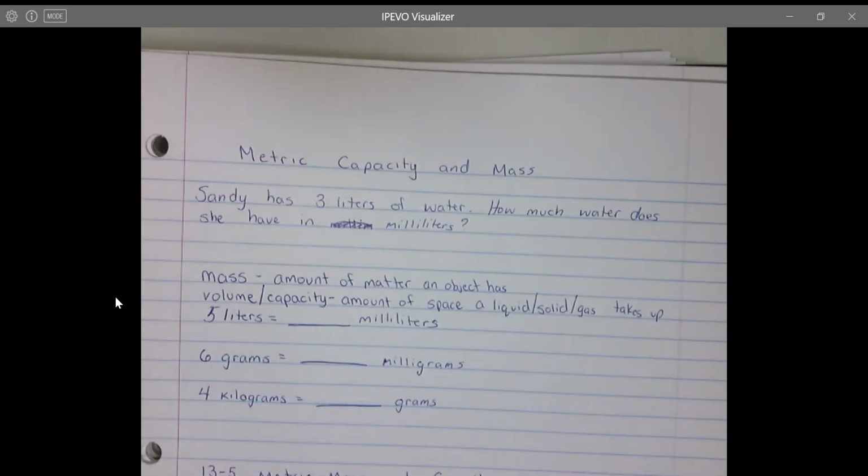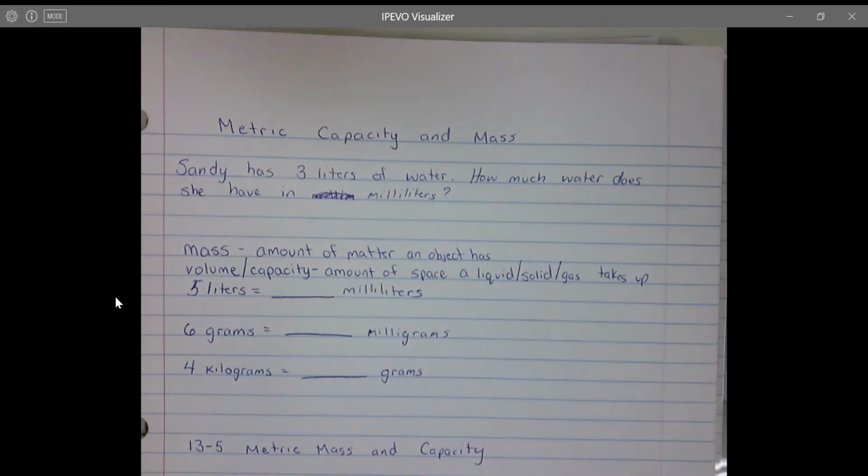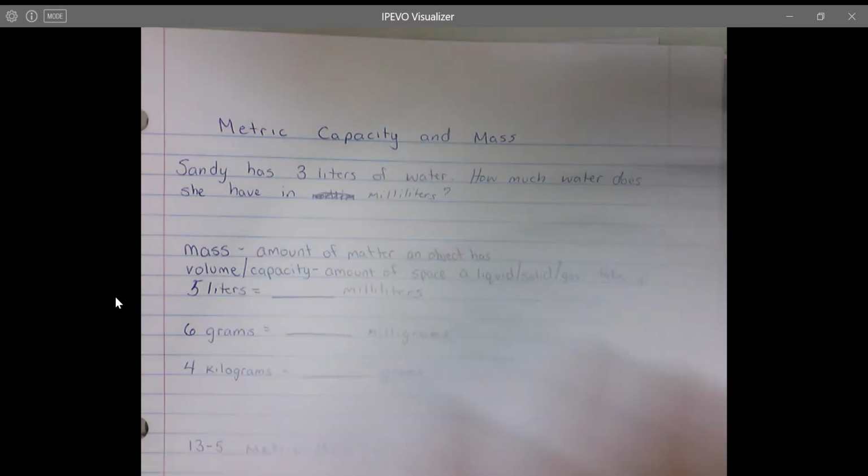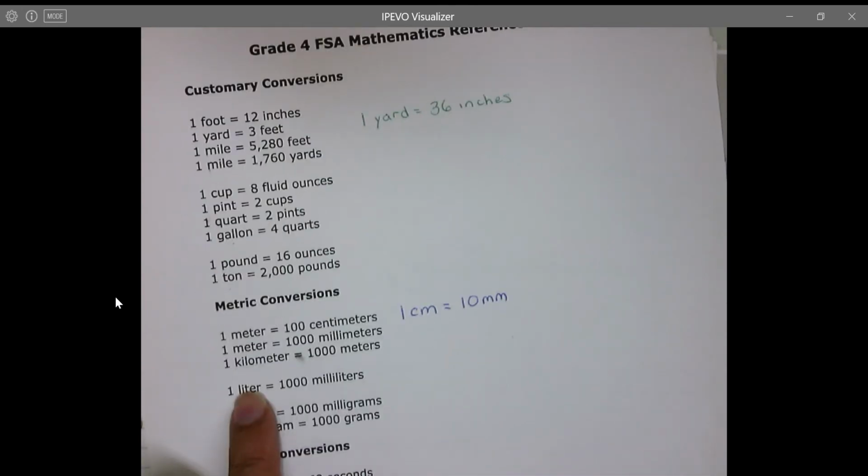So for the final lesson on the metric system, we're going to talk about capacity and mass. Sandy has 3 liters of water. Ooh, we haven't talked about liters yet. How much water does she have in milliliters? So first thing I'm going to do, go right to my reference sheet, go down to the metric section, and I see 1 liter equals 1,000 milliliters.